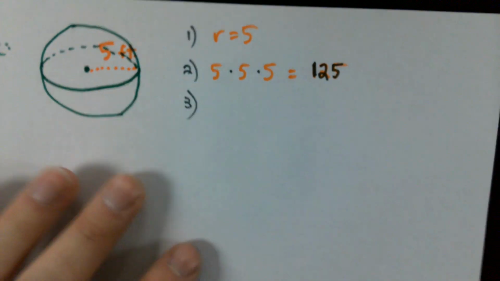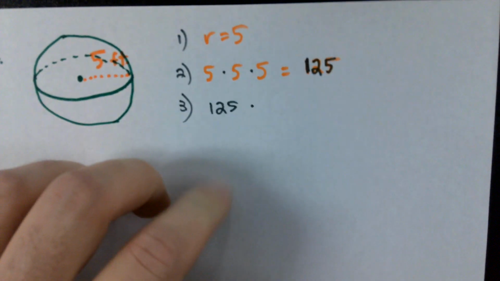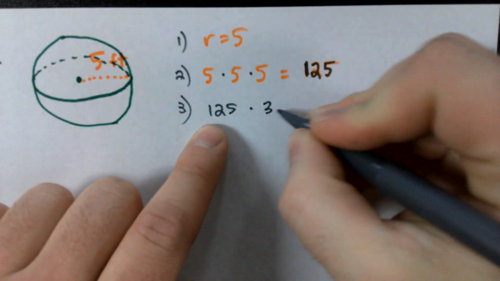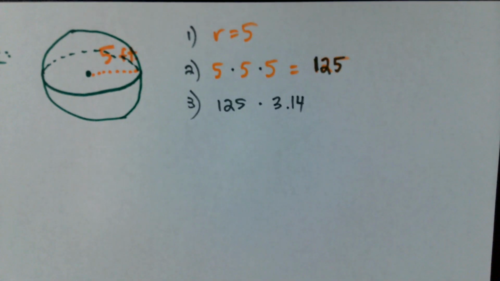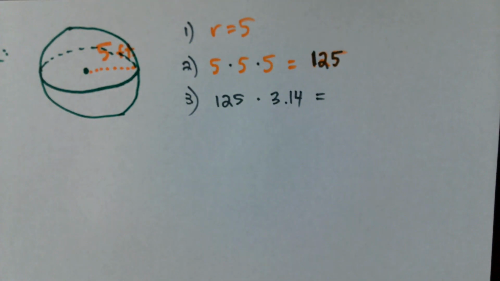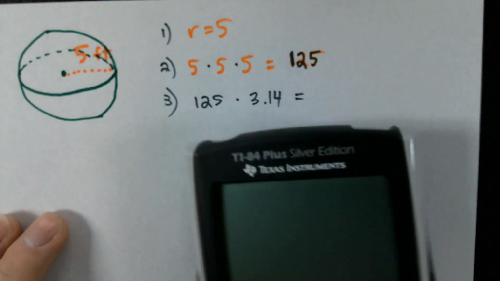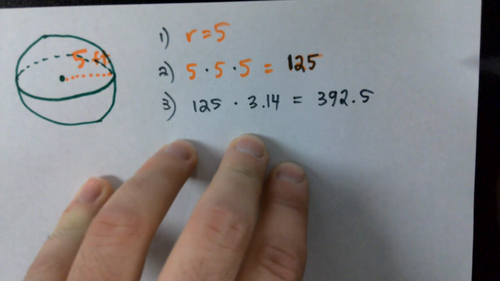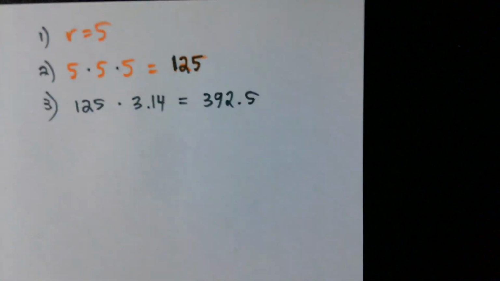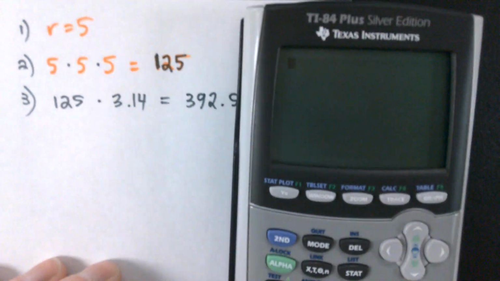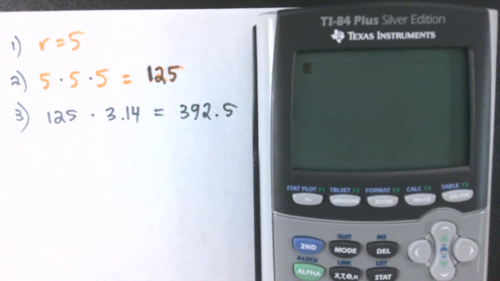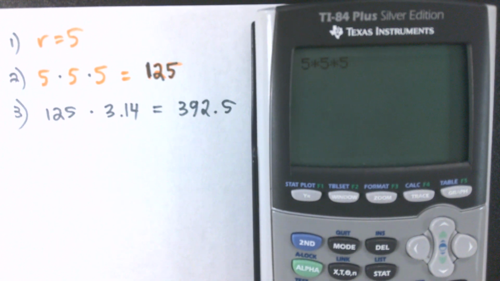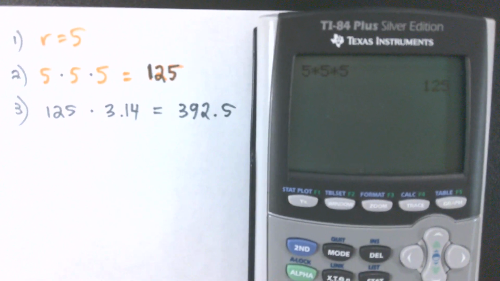Step 3, what are we going to do with 125? We're going to multiply it by pi, but instead of putting in pi to our calculators, we're going to put 3.14. Anyone got a calculator out that can do that for me real quick? You said 392.5? Perfect, 392.5. So let me slow down here for a second, and let's take a look with the calculator at what we're doing. The radius is 5. If we do 5 times 5 times 5, can everyone see that okay? I know it's kind of hard.